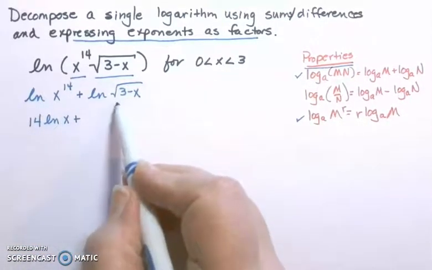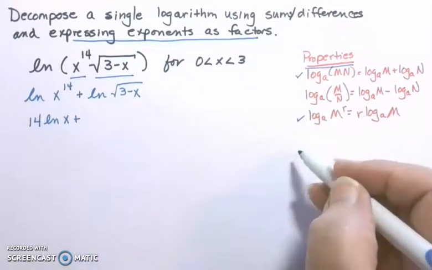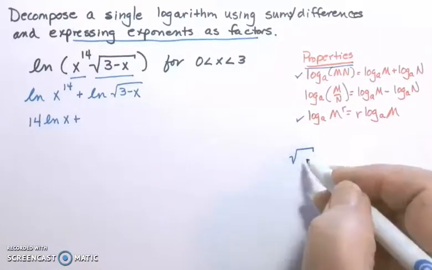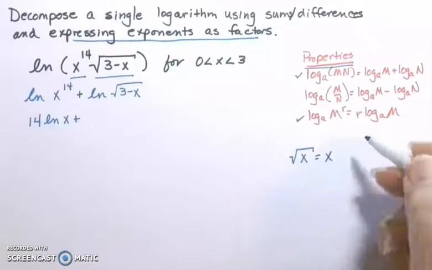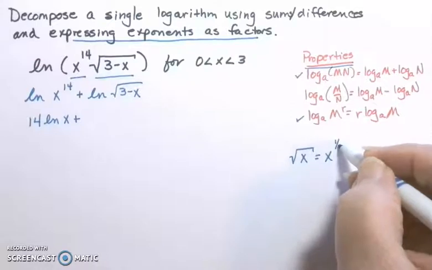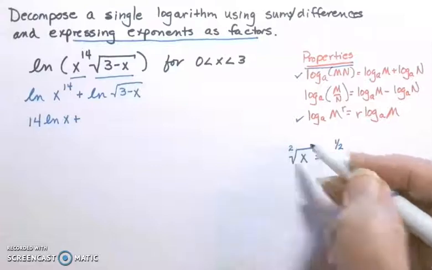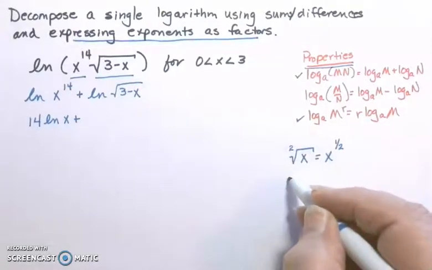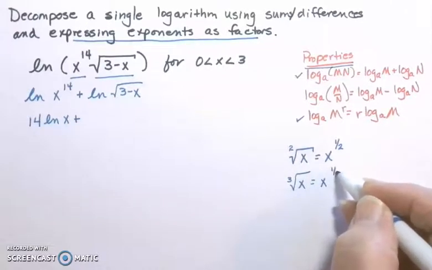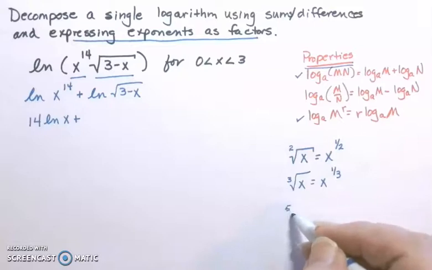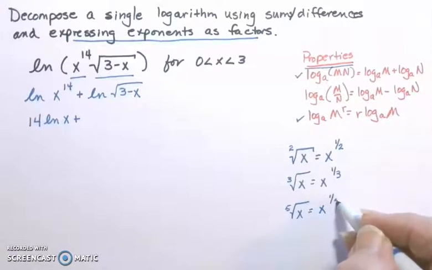Now what do we do with the square root of 3 minus x? So recall that we talked about how we can write the square root of x as x raised to the 1/2 power, because even though there is not a 2 here as our index, it is the square root. Similarly, the cubed root of x would be written as x to the 1/3 power. The fifth root of x would be written as x to the 1/5 power.